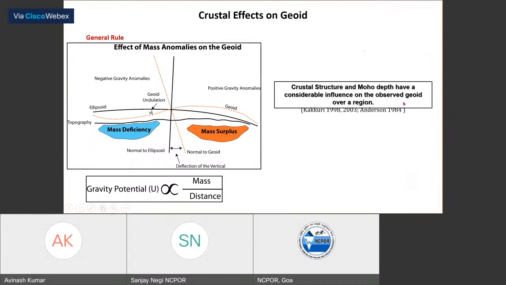So the first point I would like to highlight is the crustal effects on geoid. One of the studies was done on the basis of the active OBS experiment. The active OBS is quite efficient to define the crustal structure, the shallow crustal structure, and it is considered that crustal structure and the Moho depth have considerable influence on the observed geoid over a region. This diagram has been already shown, but whenever there is a mass deficiency, the geoid low appears, whereas geoid positive appears when there is a mass surplus.